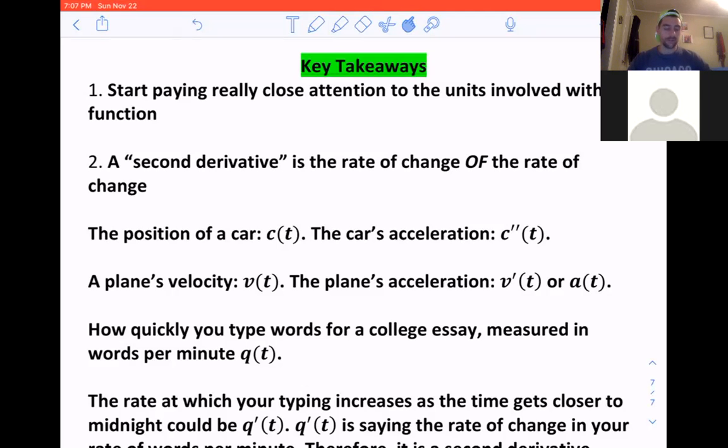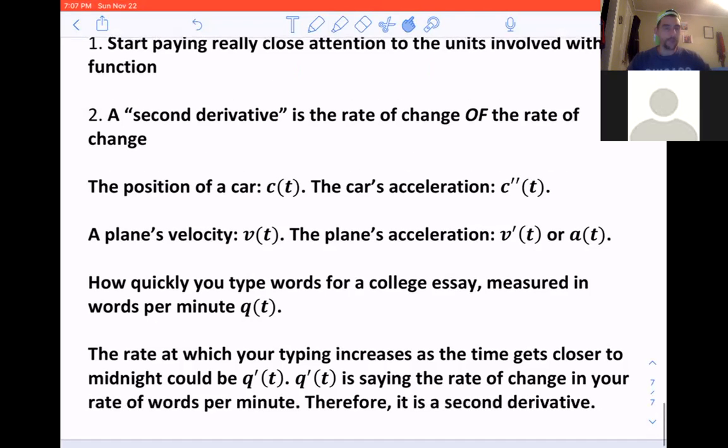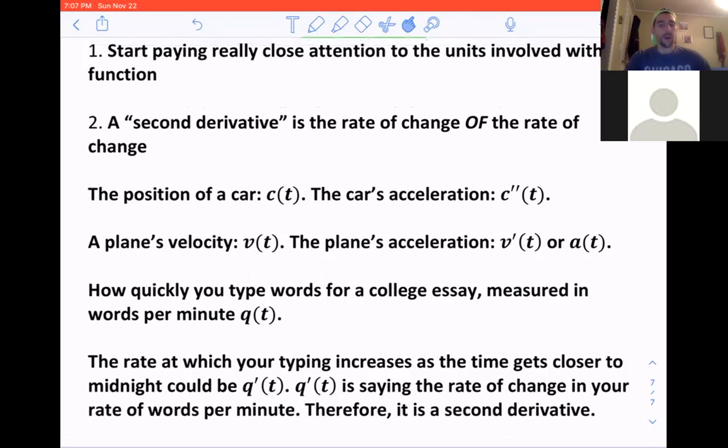If a car's position is modeled by the function c of t, the car's acceleration would be modeled by the function c double prime of t. If a plane's velocity, how fast it's going in a certain direction, is modeled by v of t, then that plane's acceleration will be v prime of t, which we would usually call a of t in this case.